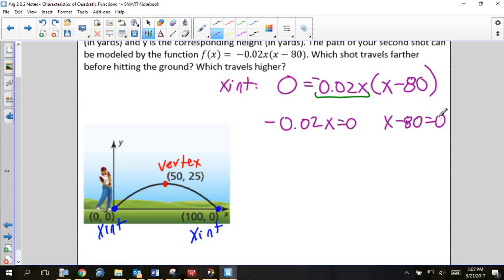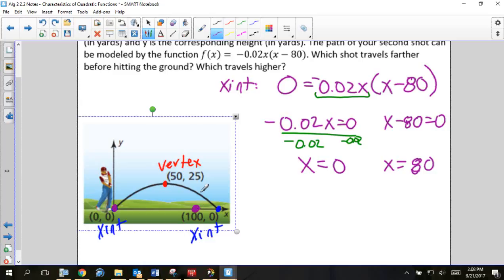Now, when I set this equal to 0 and then I solve it, what do I have to do to both sides to get x by itself? Divide by negative 0.02. So we get x equals what? 0 divided by any number? 0. And then our other x-intercept, we add 80 and we get x equals 80. So those are our two x-intercepts. One's at 0, and that makes sense because that's where you're starting your swing. And then it travels all the way to 80.